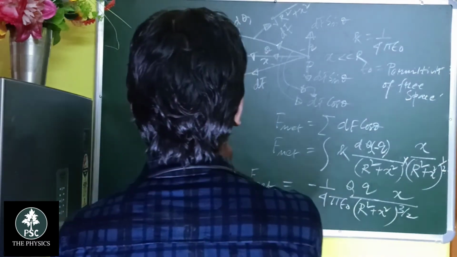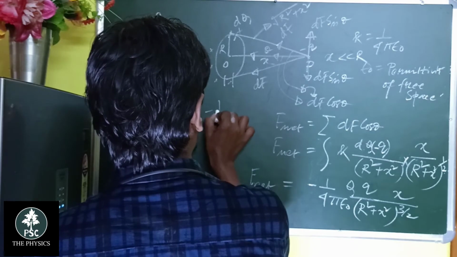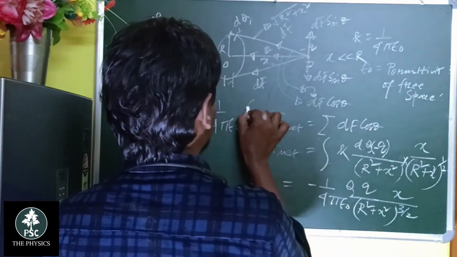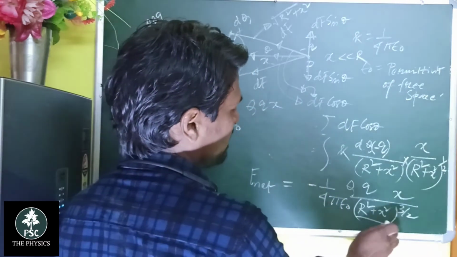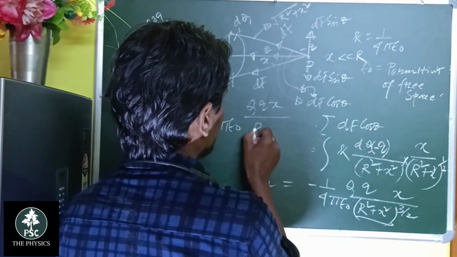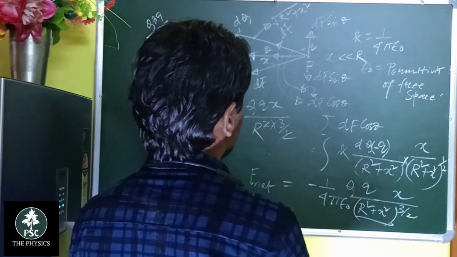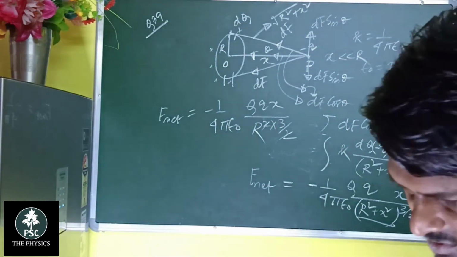Then you can write F net equal to minus 1 by 4 pi epsilon naught, capital Q small q x by (r square) whole to the power of 3 by 2, and the 2 cancels. So this is Q q x by r cube, with 4 pi epsilon naught.